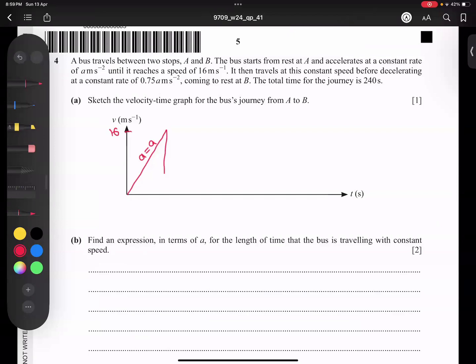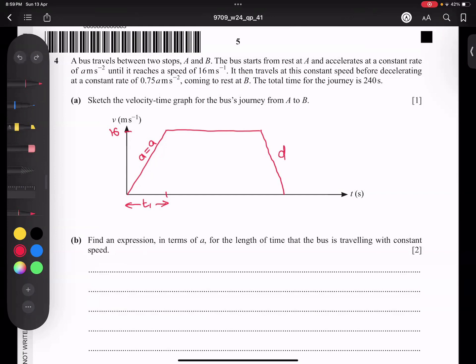And the time is how much? I don't know. I give this time as T1, from here till here. Fine. Then it travels at a constant speed. It's moving at constant speed. How much time? We don't know about that. He said that before it decelerates, and all right, decelerating at 0.75 A, and comes to rest at B.